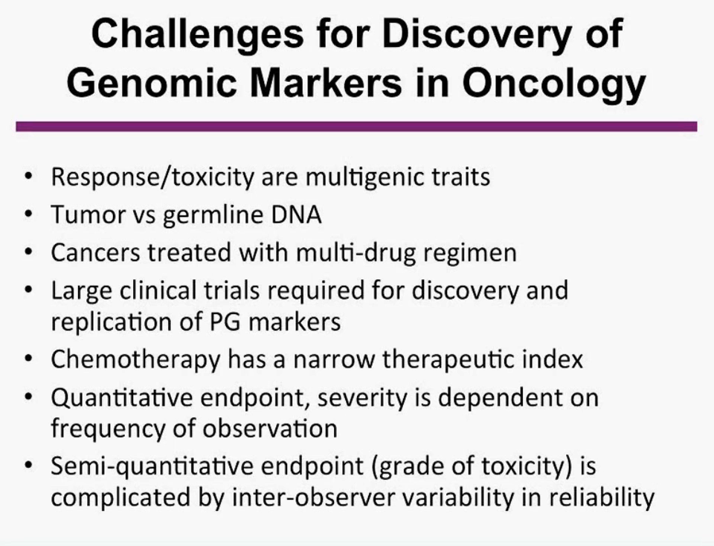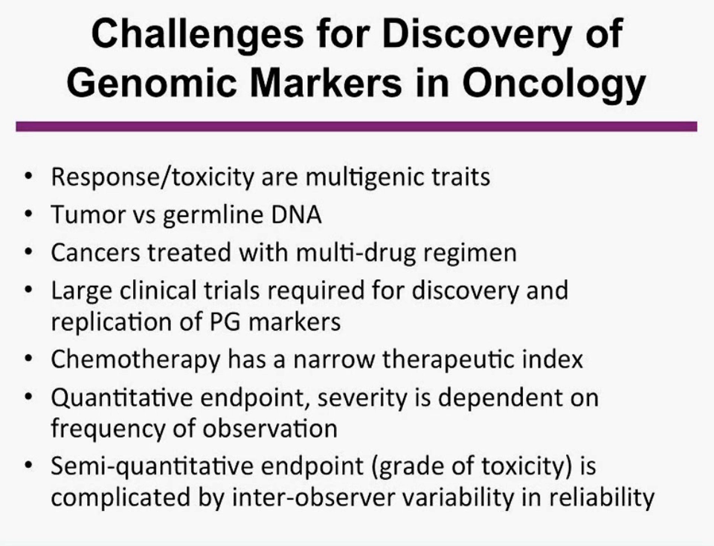Chemotherapy has a very narrow therapeutic index. This is not a drug that you can give to healthy volunteers to look at the genetics or whether or not a particular adverse drug reaction occurs within a family. There are quantitative endpoints that we look at, and that includes bone marrow suppression, but the severity is dependent on the number of measurements that are made.